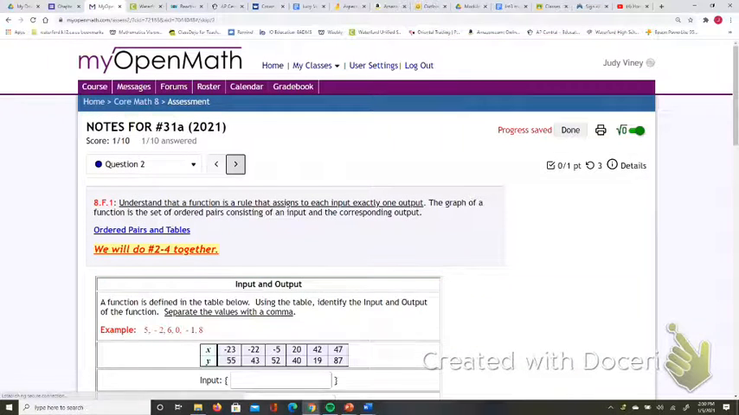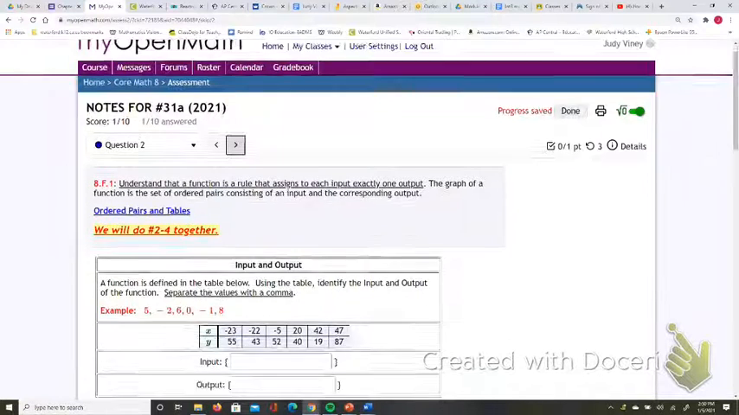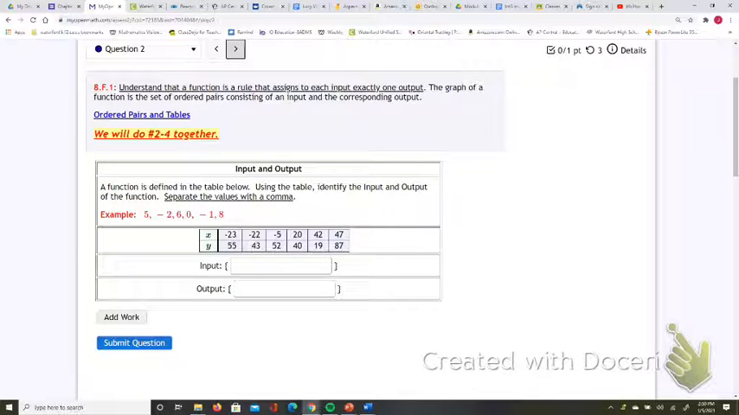Now we go on to number 2. Okay, number 2, it says a function is defined in the table below. Using the table, identify the input and output of the function. Separate the values with a comma. So what we're going to do is click our cursor into the inputs, and the inputs, remember, are the x's. So if you look at our table, do you notice that our x's are negative 23, negative 22? So we're going to type negative 23, comma, negative 22, comma, negative 5, comma, 20, comma, 42, comma, 47.